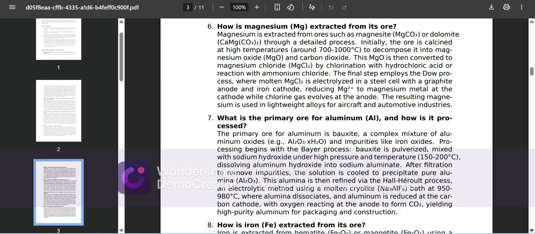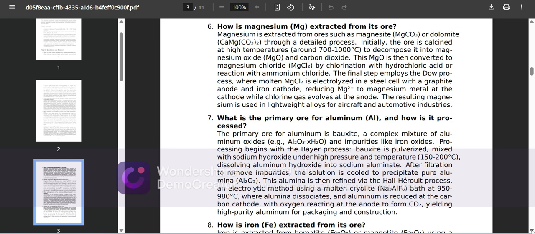How is magnesium extracted from its ore?